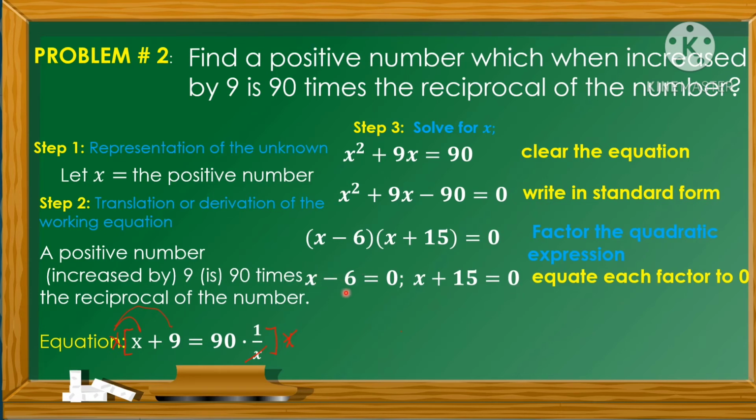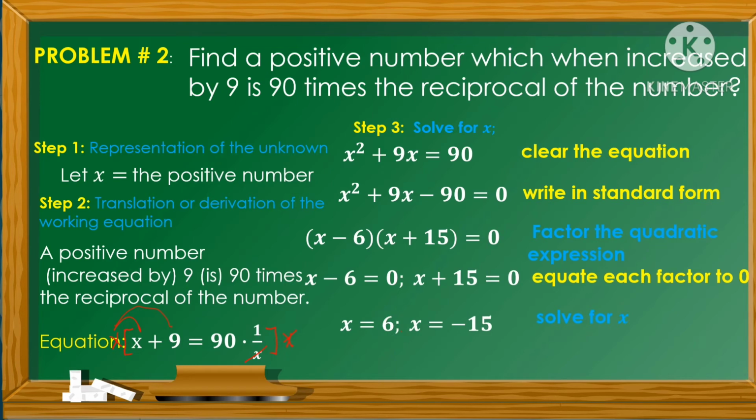So, to get the value of x, we will move it to the right side. This becomes positive 6, and this positive 15 becomes negative 15. So the value of x now is positive 6 and negative 15.